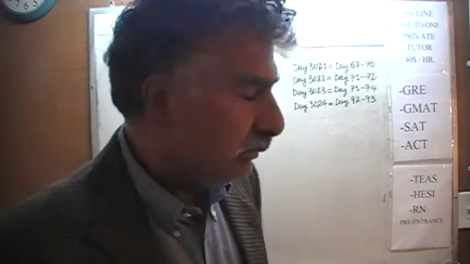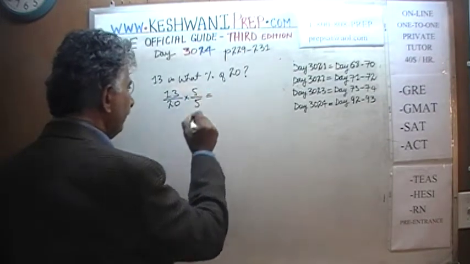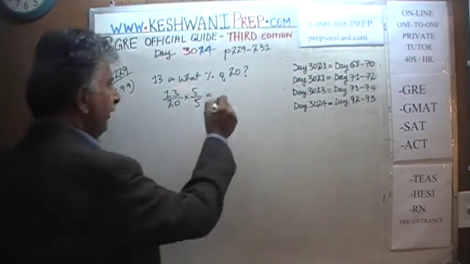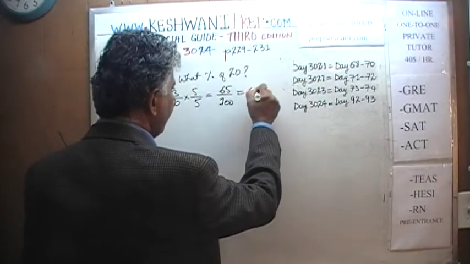The word percent means per 100. How can we convert the 20 into 100? It's very simple, just multiply top and bottom by 5. If we multiply top and bottom by 5, we end up with 65 over 100. And there is our answer, it's 65%.